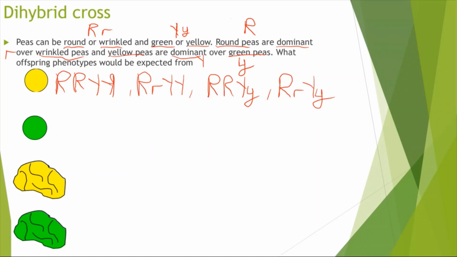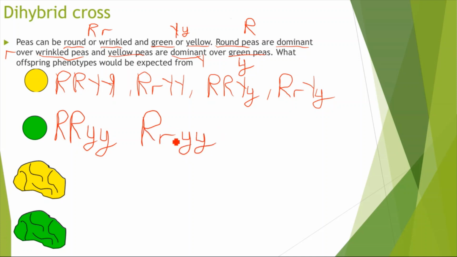Okay, so for my green and round now, I would require my allele R to be dominant and my allele Y to be recessive. So in this case, I could have a capital R and a lowercase y, and I could also have a capital R, lowercase r, and a lowercase y. So in this case, we only have 2 genotypes for this.